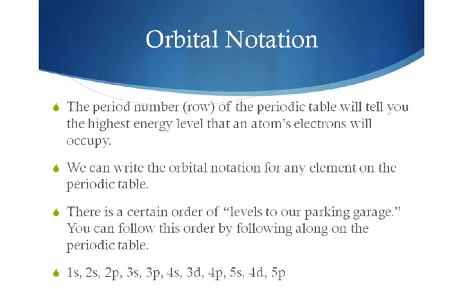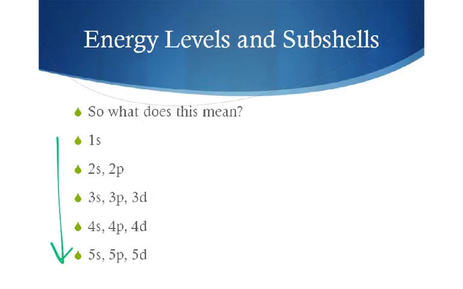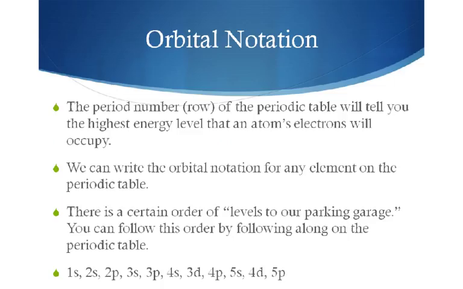Orbital notation corresponds to when you are drawing a diagram. So when you draw these lines and you put arrows in them, you can write the orbital notation or draw an orbital diagram for any element on the periodic table. Now, there is a certain order to filling the parking spots for the electrons. So you need to be the cop that directs traffic.